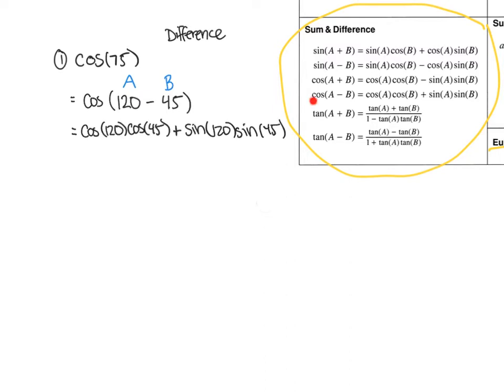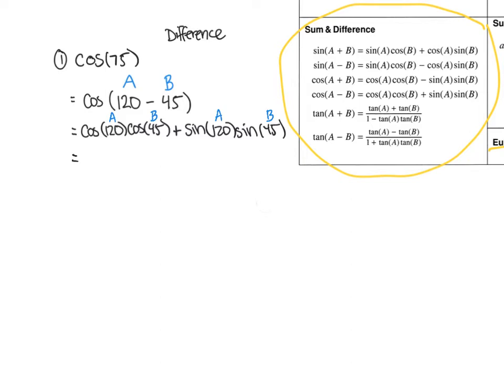So if we take a look at this identity here, we have cosine of angle A minus B, or 120 minus 45, is equal to cosine of A times cosine of B plus sine of A times sine of B. So that's kind of where that angle A and B come from. But now that we have cosine of 120, cosine of 45, and so on, those are all things on our unit circle. We know that stuff, or at least we should. So feel free to have your unit circle out at the moment if you need it. But let's write down what we know.